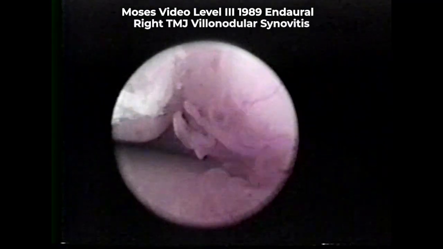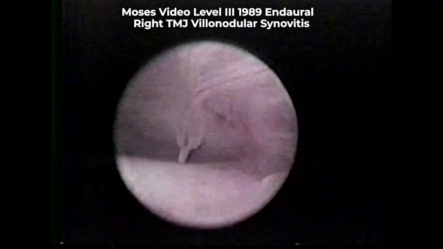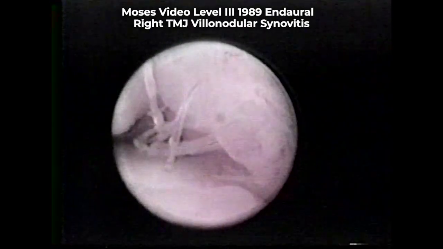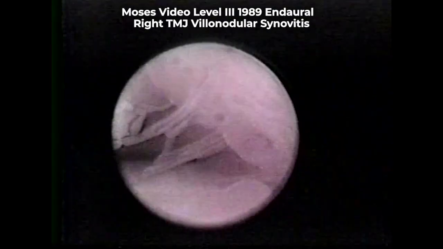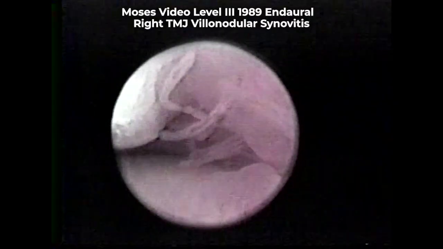In this right endaural view from a different patient, one can see the right lateral trough with a proliferative villonodular synovitis. Note the vascular channels running up through each of the synovial villi.